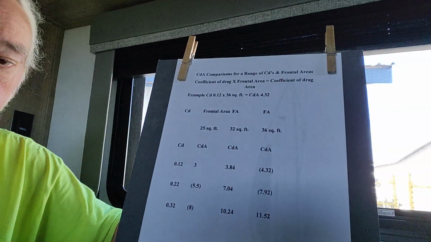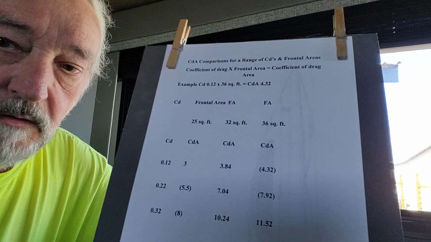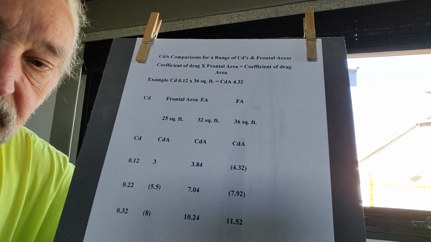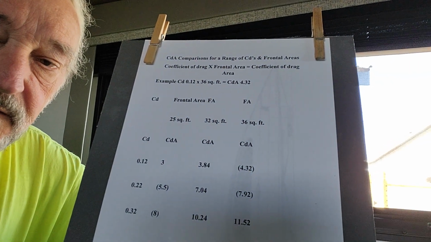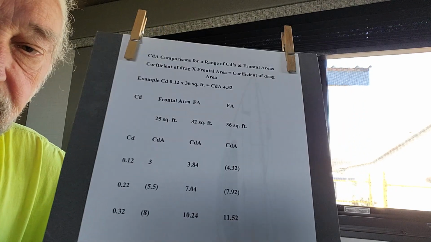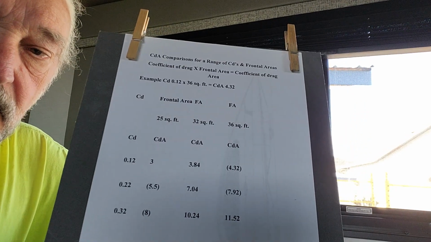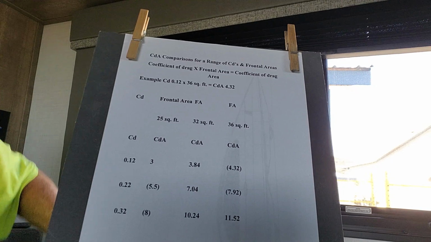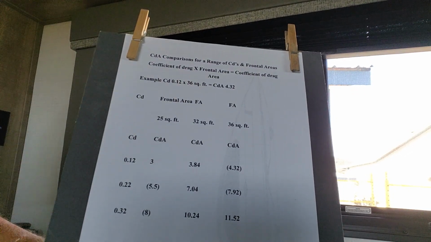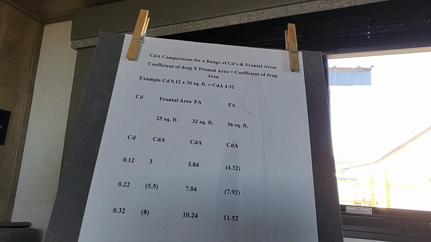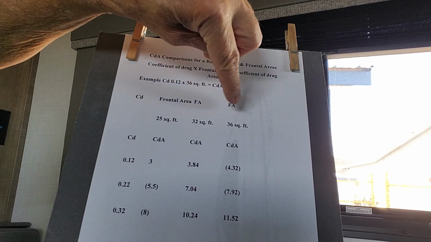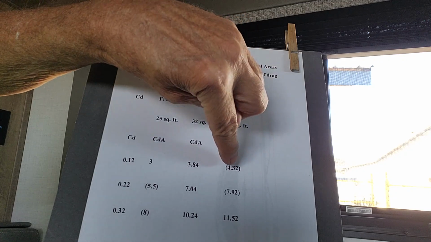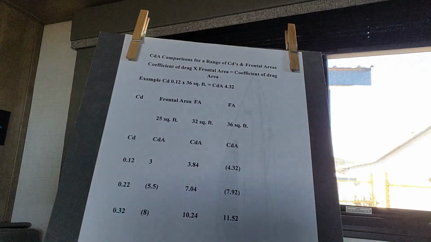So let's just look at this real quick. I hope you'll be able to see this. I've tilted this up as much as I can. Of course, I can't read it on the camera, but I'm just going to go ahead and point out to you what's going on here. So as you can see in the example I gave, this really low coefficient of drag over here ends up, even with a large frontal area, with a 4.32 drag coefficient area.